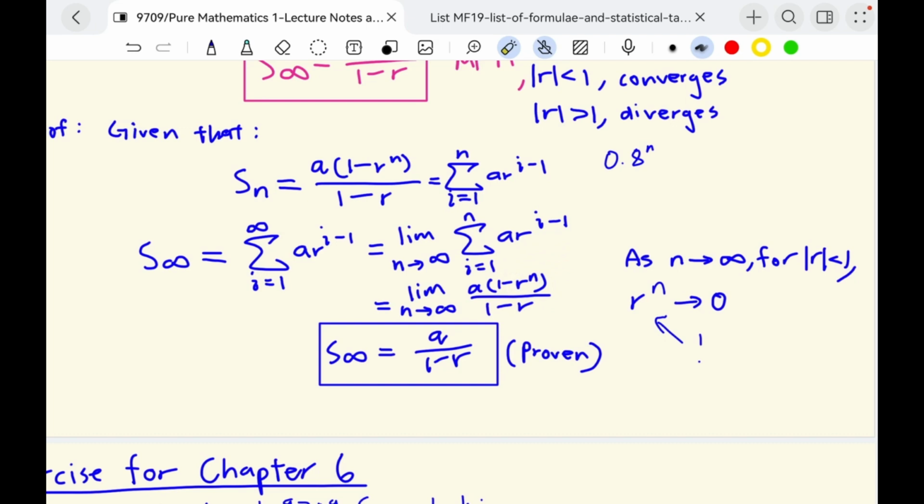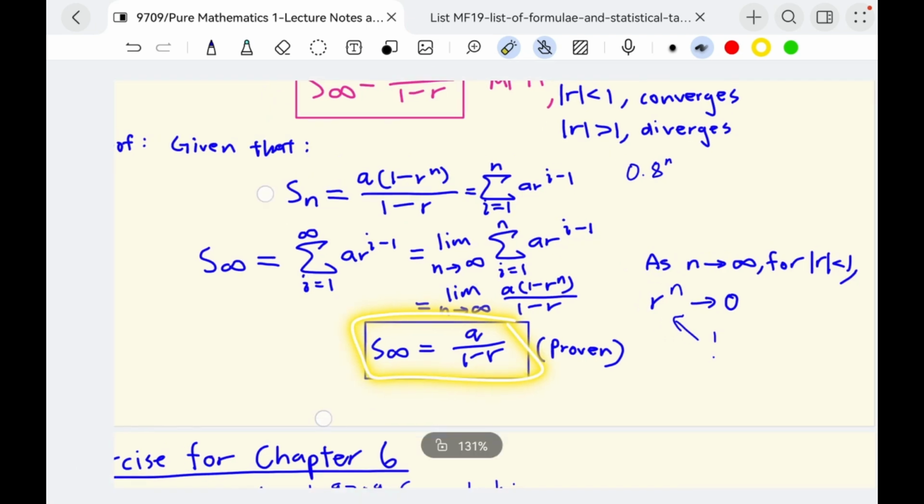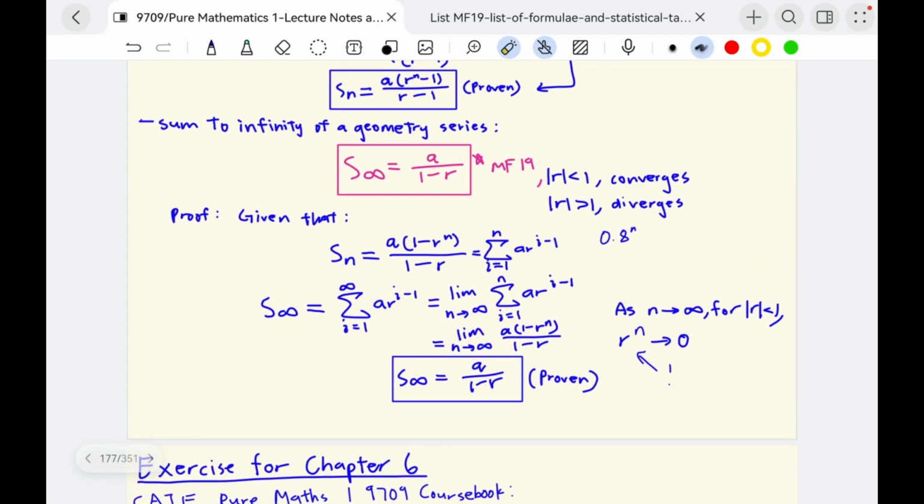Okay, so you will have a over 1 minus r left. So this formula has been proven. Remember, when the question asks you to find the sum to infinity for the geometric series, you must list out this formula as well as its restrictions. The restriction is that the modulus of r is less than 1.